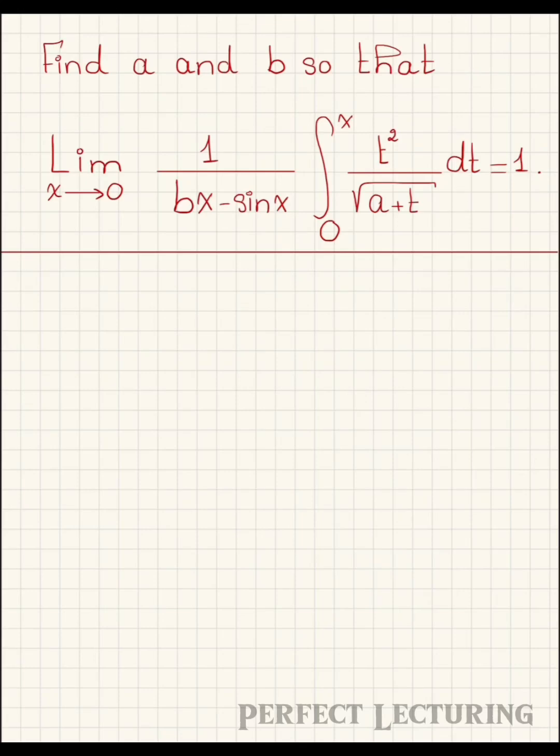Hello everyone. Our question for today is the following. We need to find the values of a and b such that this limit is equal to 1. Let us see what we can do.